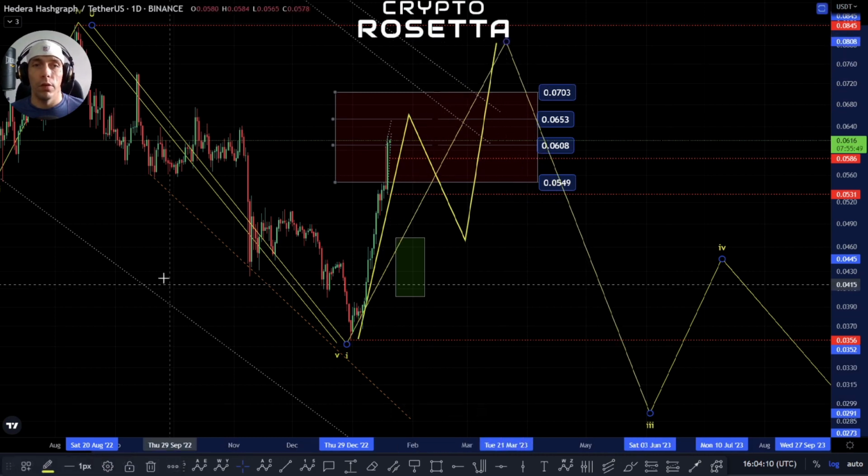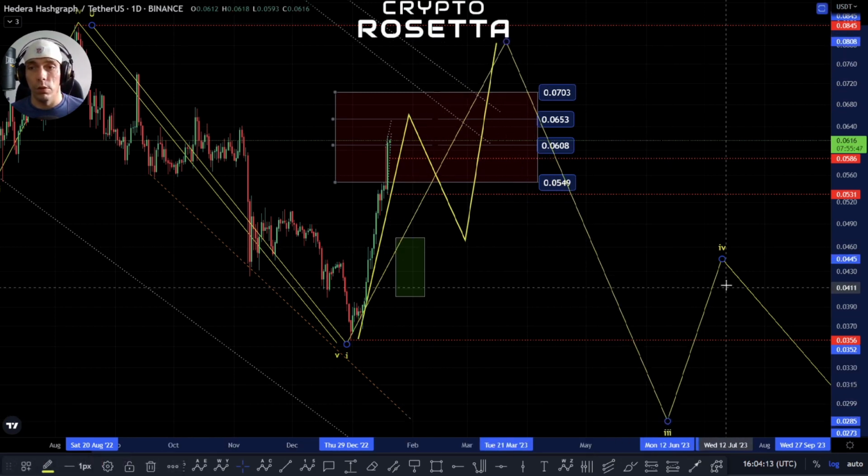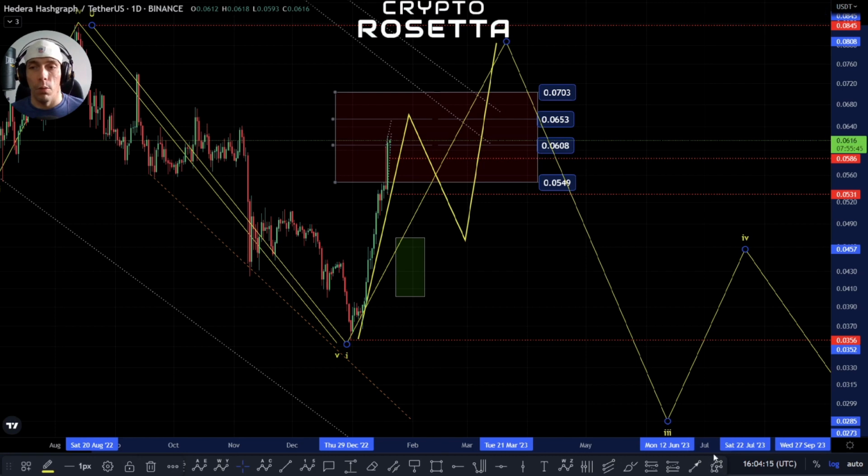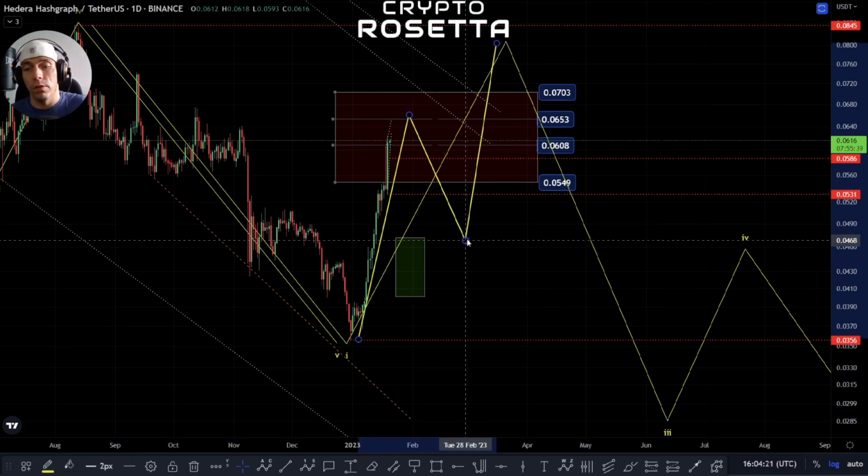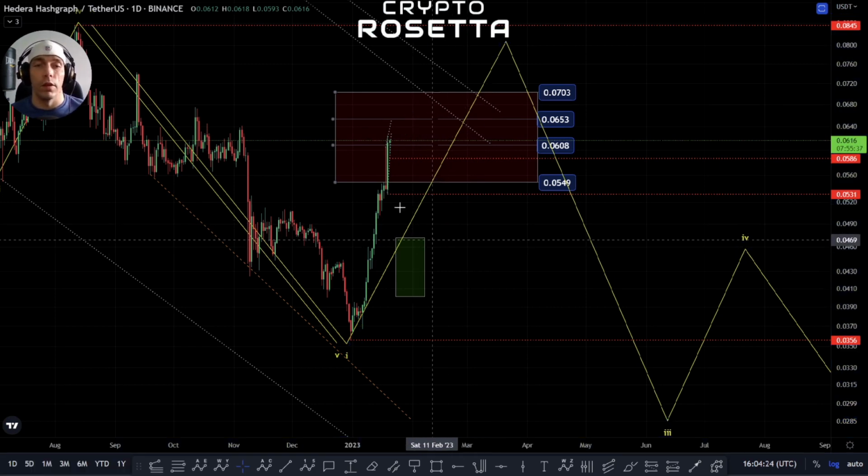For as long as we remain below this, we can always see this alternative play out where we form this as a 1, 2, and then we actually still need to look to drop down for that 3, 4, and 5. So we just got to be careful until we actually break this high point here of this 0845. This is still possible to have some downside here.